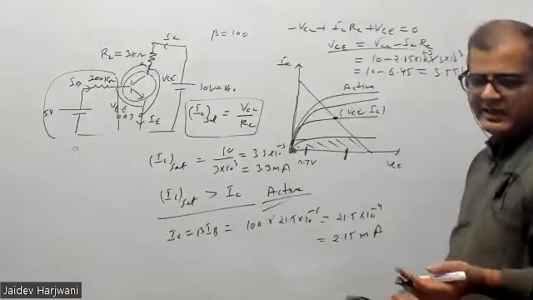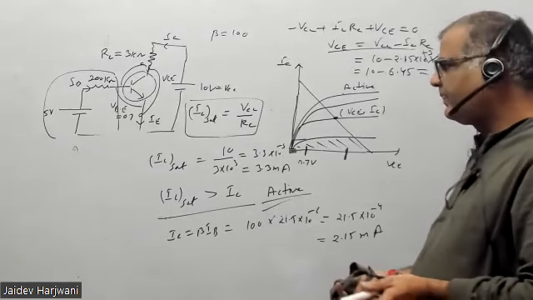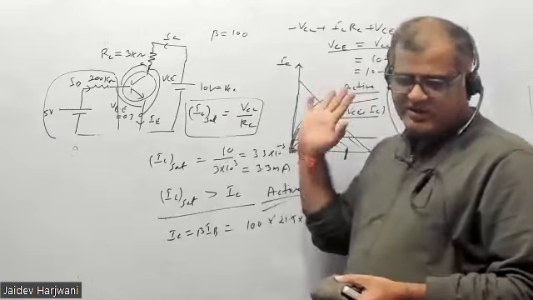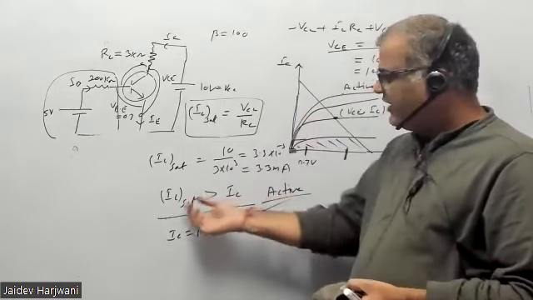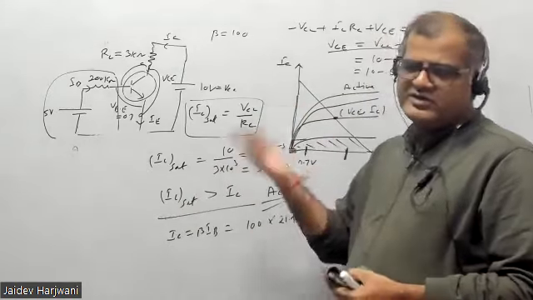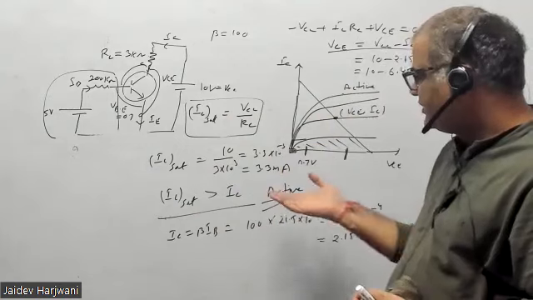Okay, so I told you 3 ways to find it. First, you find only IC saturation. If IC saturation is greater than IC, it's active. If IC saturation is less than IC, then the operation region is saturation. So now this is active.